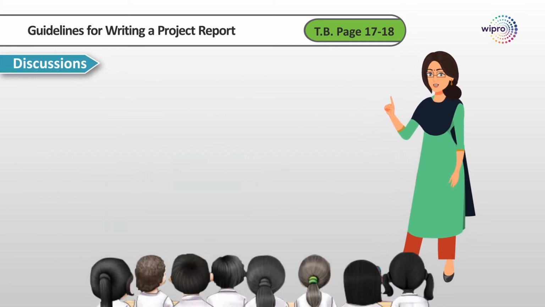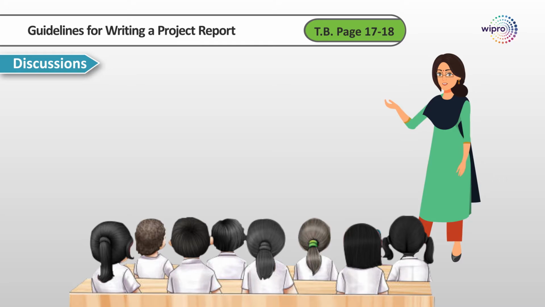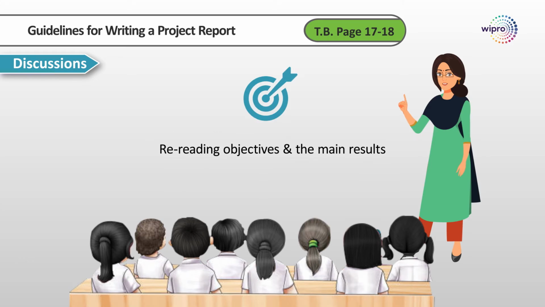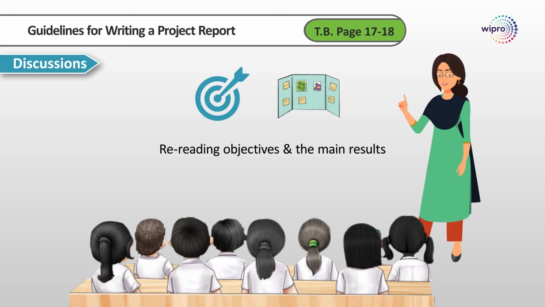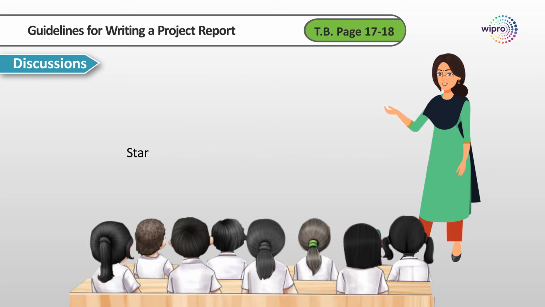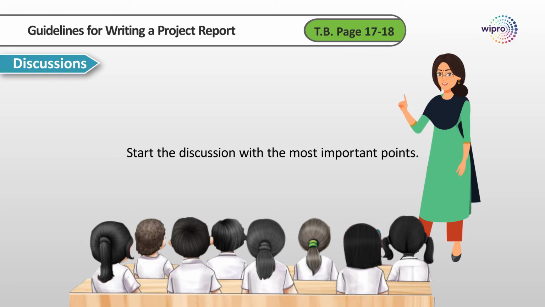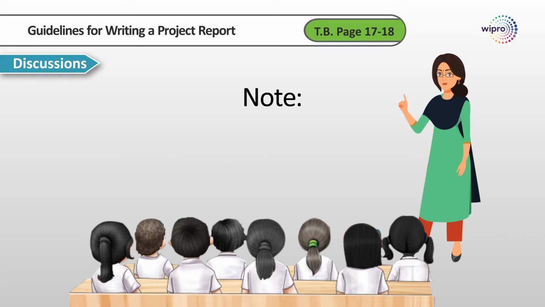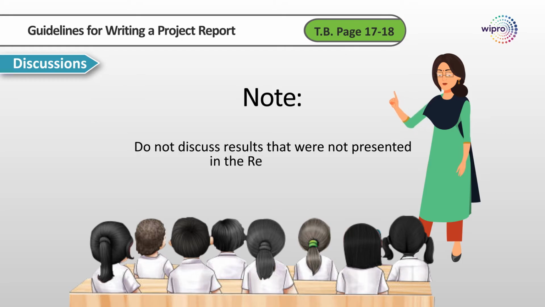Discussions. After that, let's move on to the next method, discussions. What is it that you learned from the project? It should be tied back to your objectives. Start by rereading your objectives and the main results. Note down the main messages you want to communicate. Start the discussion with the most important points. Please note, do not discuss results that were not presented in the results section.